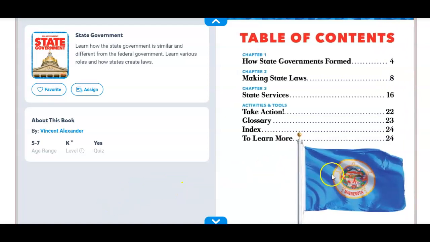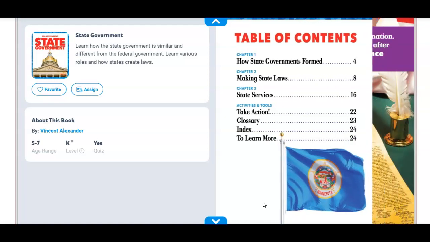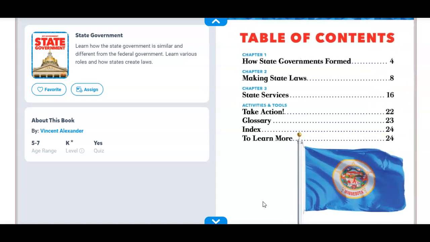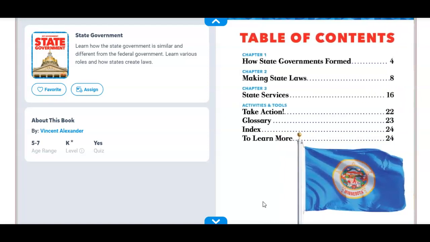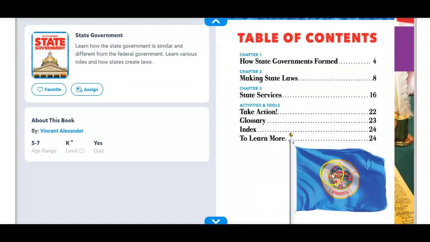Table of Contents. Chapter 1. How State Governments Formed. Page 4. Chapter 2. Making State Laws. Page 8. Chapter 3. State Services. Page 16. Activities and Tools. Take Action. Page 22. Glossary. Page 23. Index. Page 24. To learn more. Page 24.